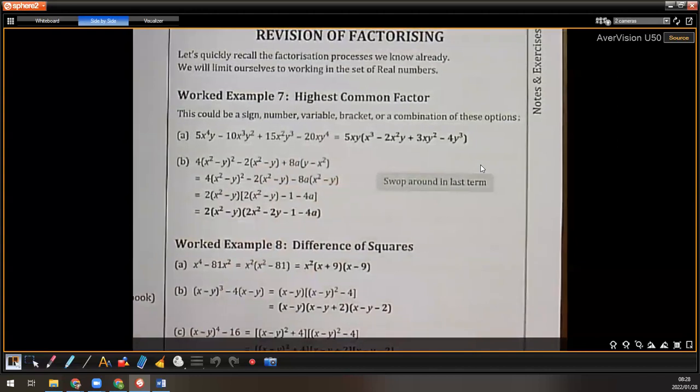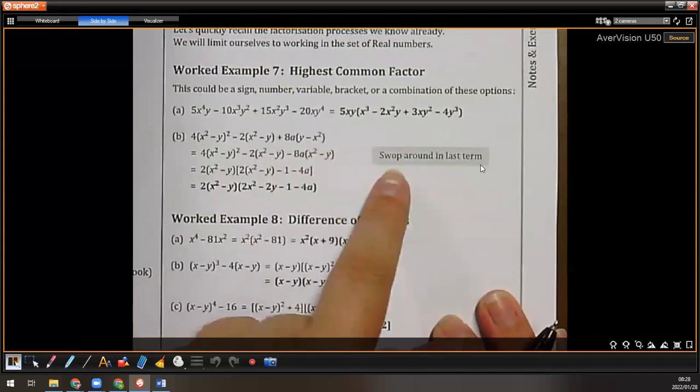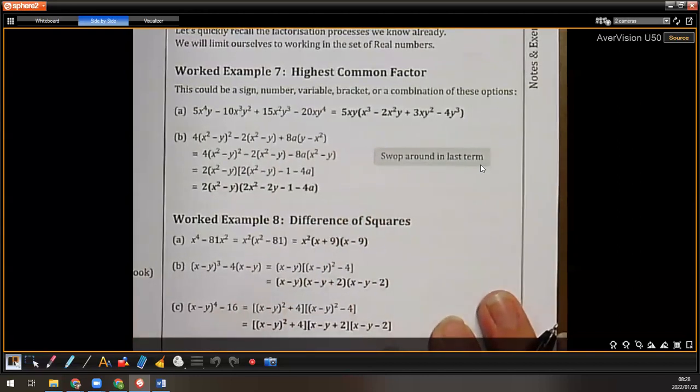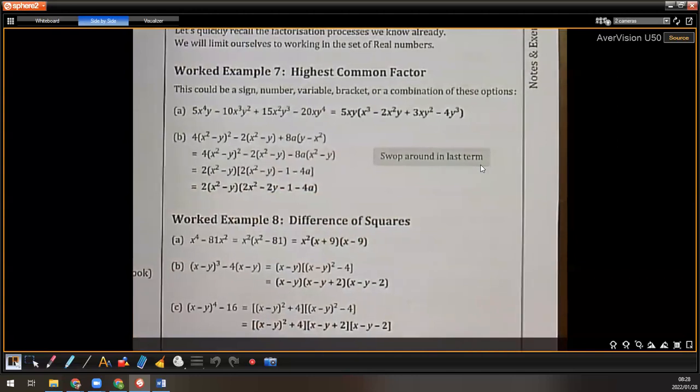And then you can switch around the stuff in the brackets, all right? Anyway, it doesn't matter. Then you can take that off. Something that makes the x squared minus y squared cube the bracket. Maybe not.